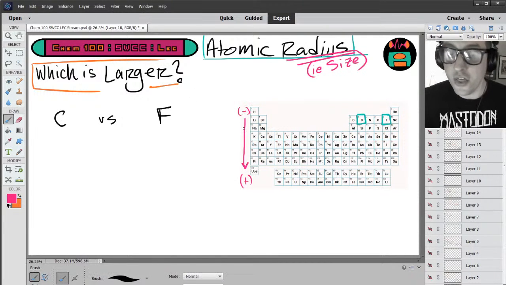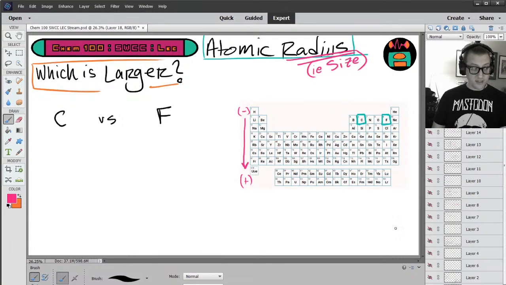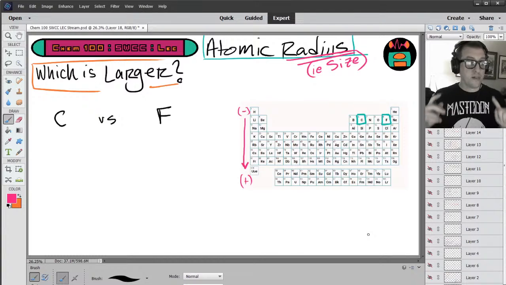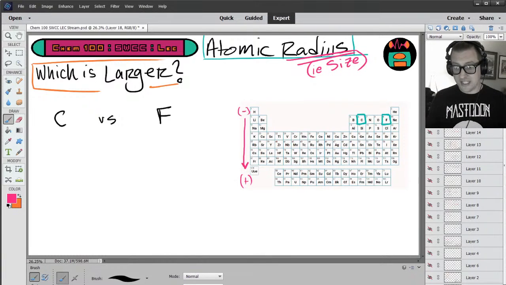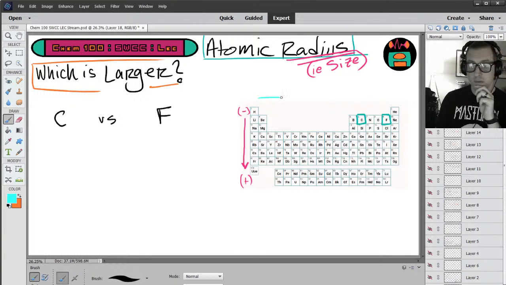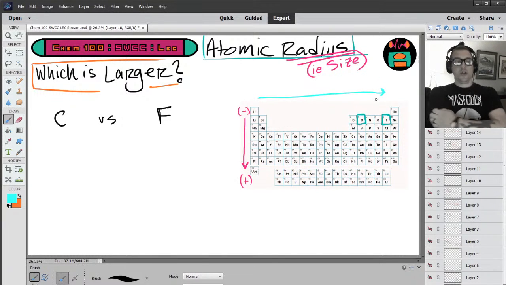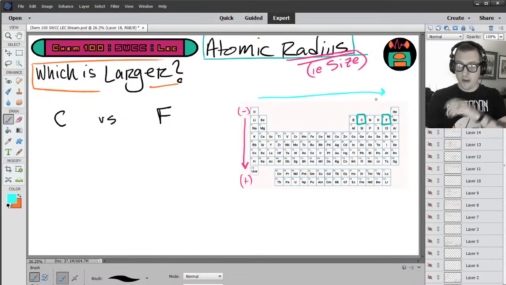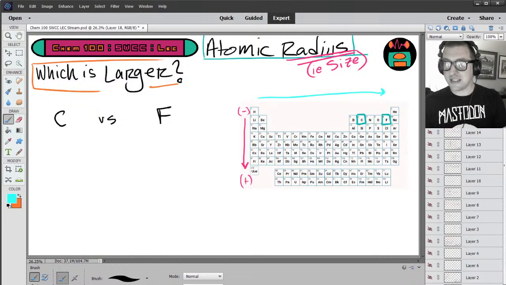Right? There is a trend. So you always look for which one's lower, that one's bigger. If they're on the same period, we need a tiebreaker. And there is a different trend as you move from the right of the periodic table to the left.